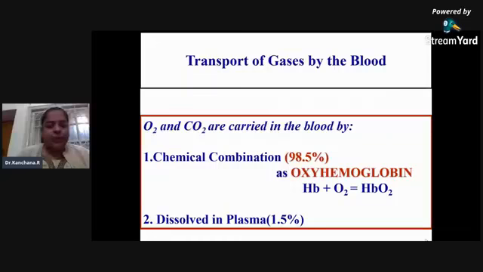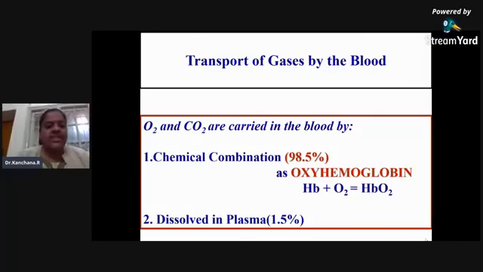So there are only two main gases in the blood with respect to respiratory physiology, which I'll be teaching you about, like how they are transported by the blood. There is oxygen and carbon dioxide. Both of them are dissolved in a small amount in plasma, and the rest is carried in combination, in the case of oxygen, with hemoglobin, which is called oxyhemoglobin. So hemoglobin is represented by Hb. So Hb plus O2 gives HbO2, which is the oxyhemoglobin.